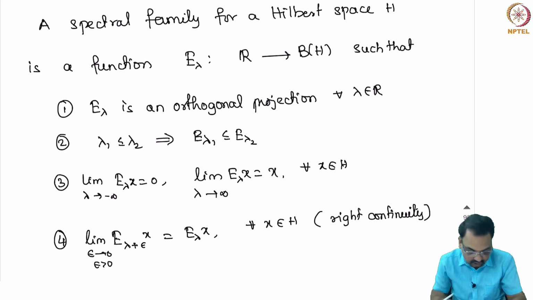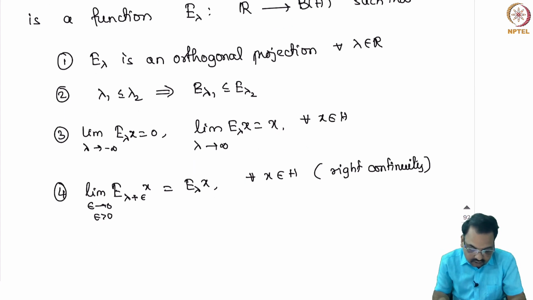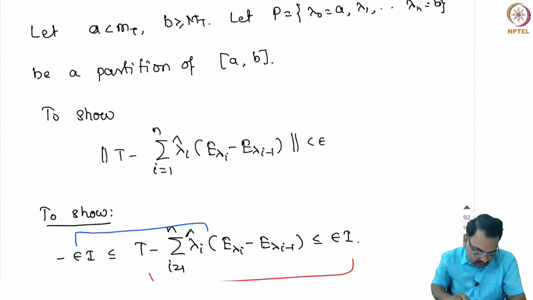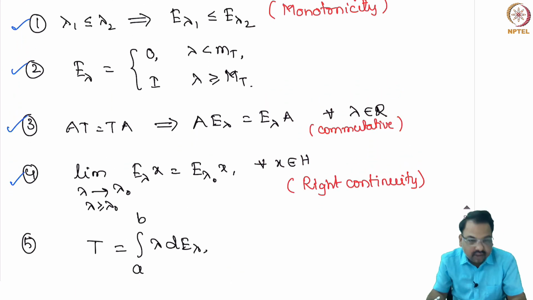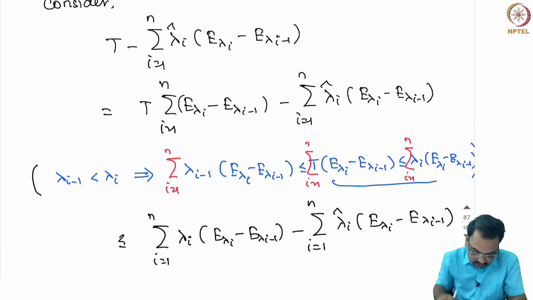So if a family of projections satisfies these four conditions, we call this a spectral family for a Hilbert space H. And we have shown that if T is a self-adjoint operator, there exists a family of projections satisfying all these properties. And we can also show that if there is another spectral family which satisfies these conditions 1, 2, 4 and 5, then that spectral family coincides with the projection onto the null space of T lambda plus. Okay.